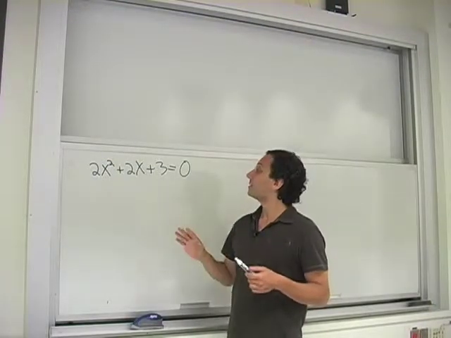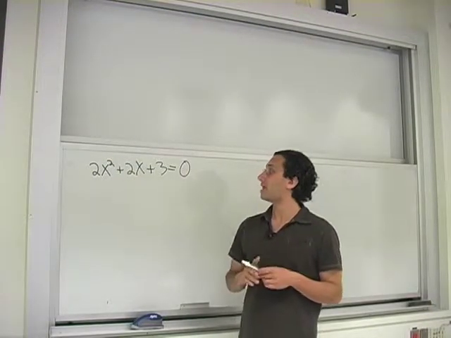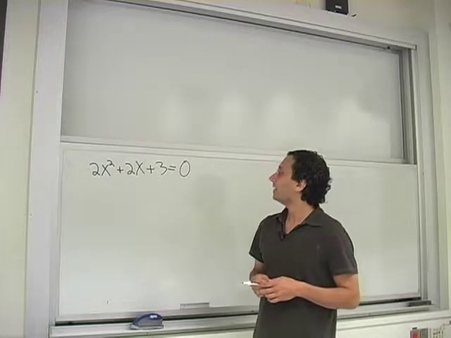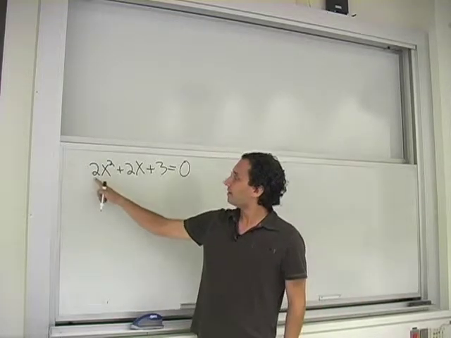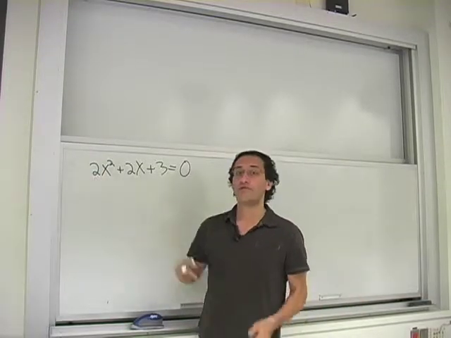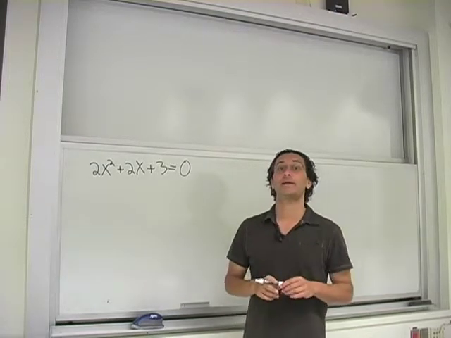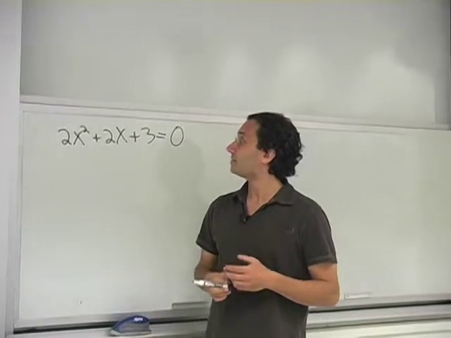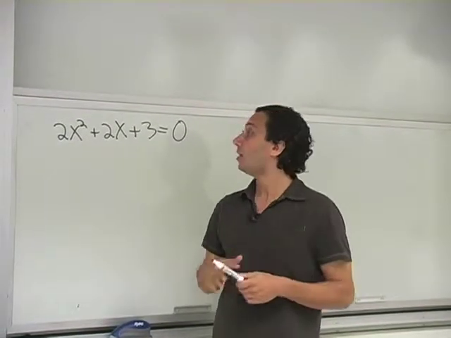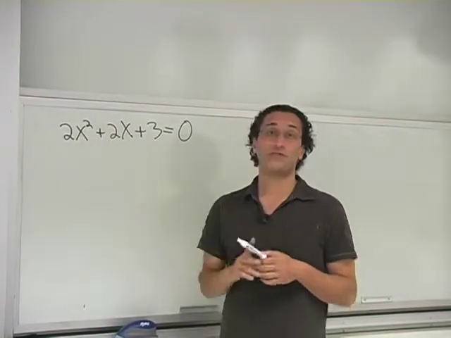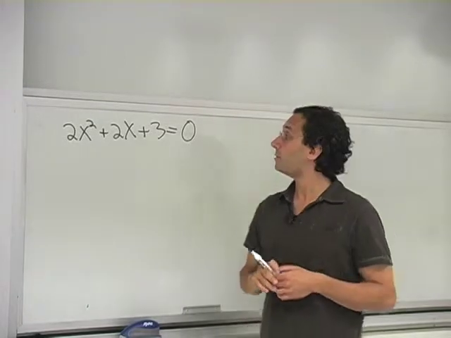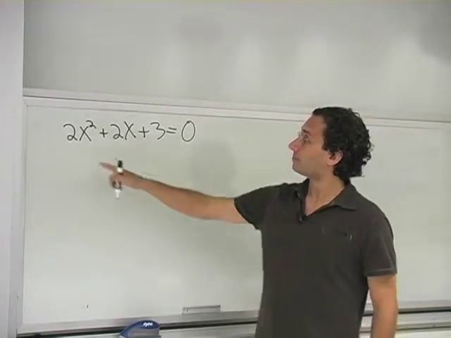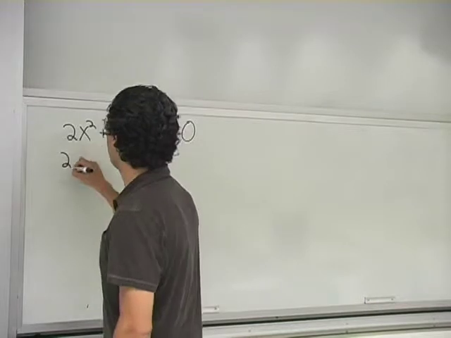I'd like to use the completing the square method to solve this quadratic problem. And unfortunately, there's a leading coefficient of 2. I say unfortunately because in our completing the square video, we saw that the formula that we developed used a leading coefficient of 1. So what can we do about that? Well, what we can do is we can just factor out the 2.